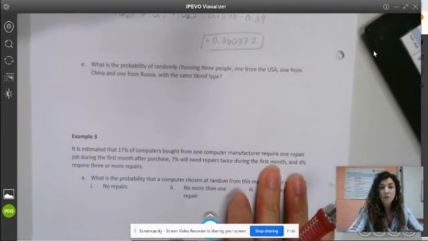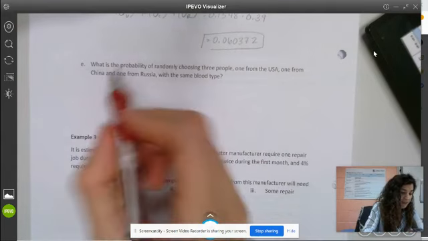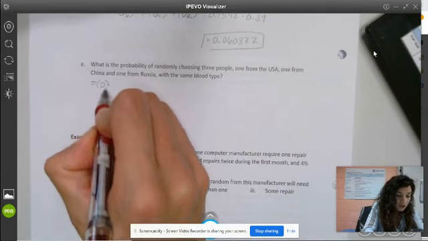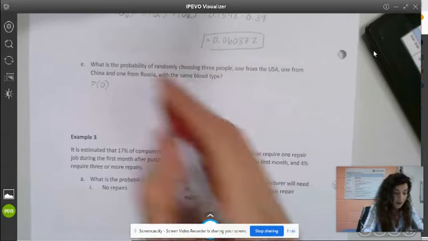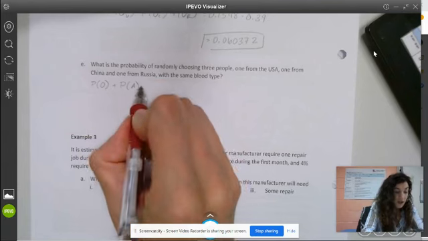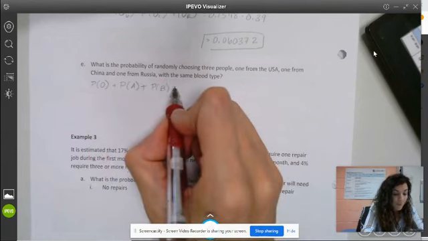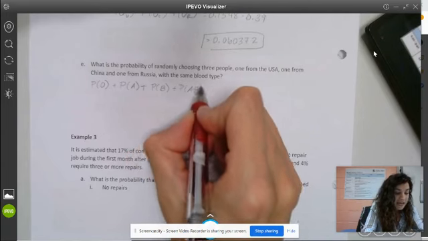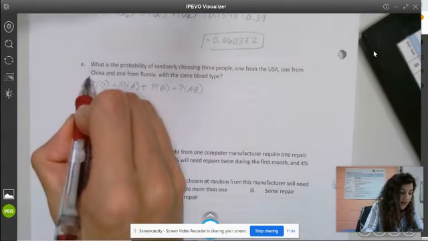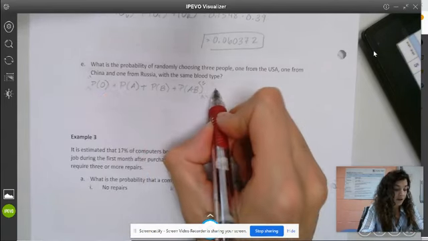The probability of randomly choosing 3 people, 1 from the US, 1 from China, and 1 from Russia with the same blood type? And this is where it gets a little complicated. Because in order for them to have the same blood type, that means it's the probability that all of them were O, which is what we just found out up here, or the probability that all of them were A, or the probability that all of them were B, or the probability that all of them were AB. That is the general idea of what we want to talk about.